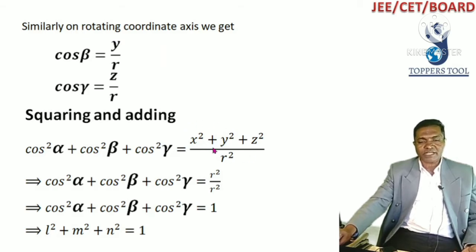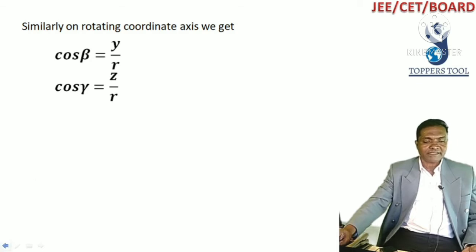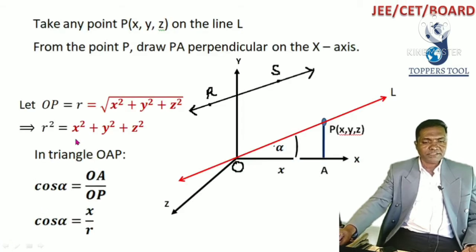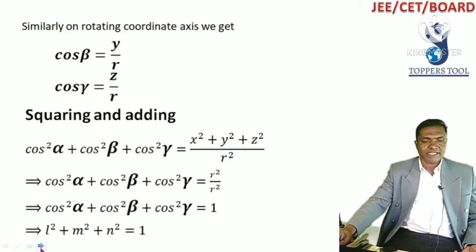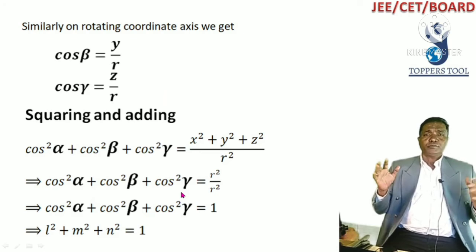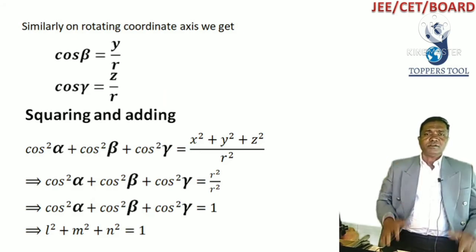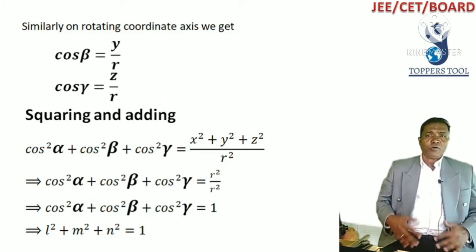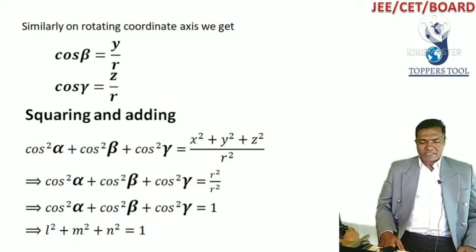So as we know that x square plus y square plus z square is nothing but this distance OP. Okay, so this is your r square. So let's see here what you will get, r square by r square, which is 1. Okay, so this is the important property to be remembered, that is the sum of the squares of direction cosines is always equal to 1.